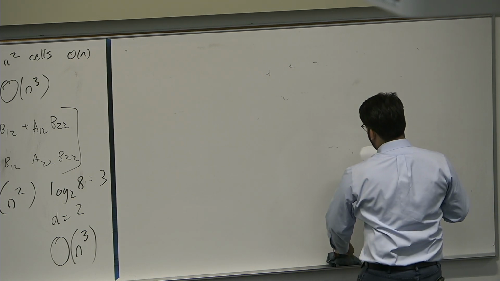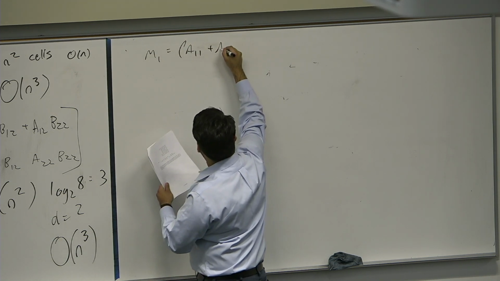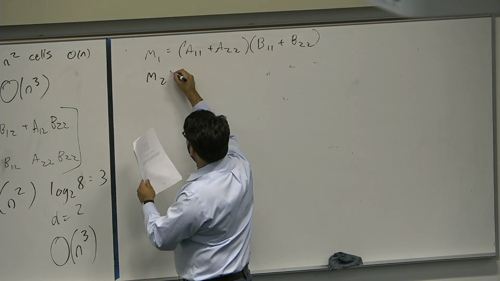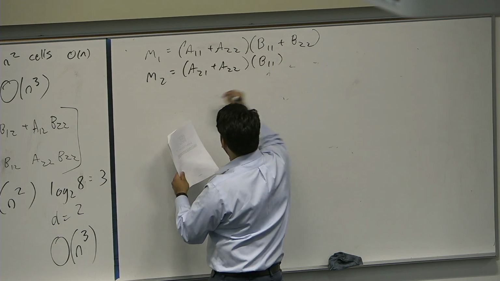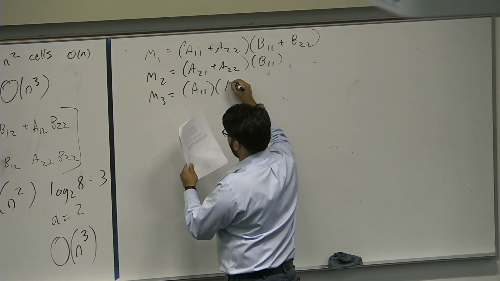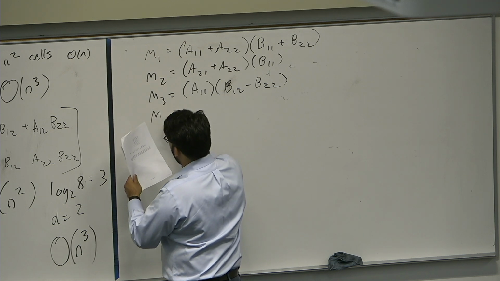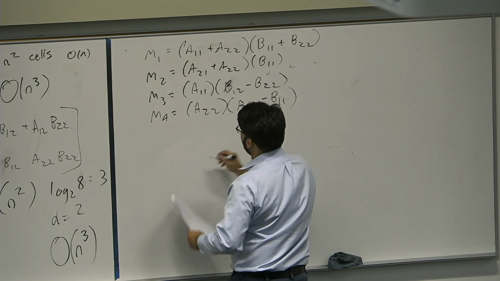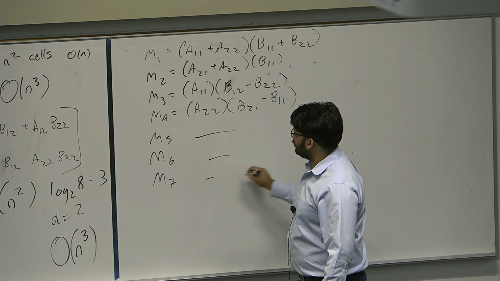And what he did was he said, don't write this down, but he called M1, let's say, (A11 plus A22)(B11 plus B22). M2 is (A21 plus A22)B11. M3 takes on A11(B12 minus B22). M4 takes on A22(B21 minus B11). Okay, I'm getting lazy. Let's just pretend that there's a couple more. Each of those also takes one multiplication.